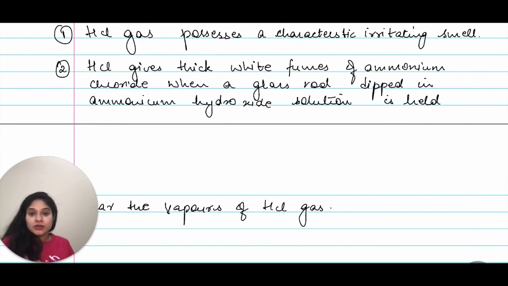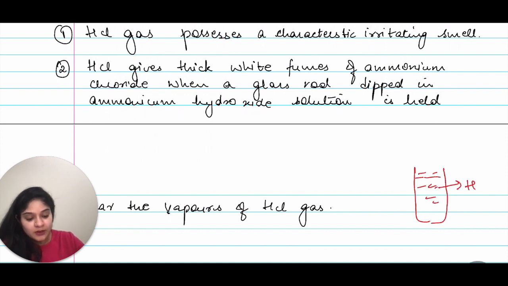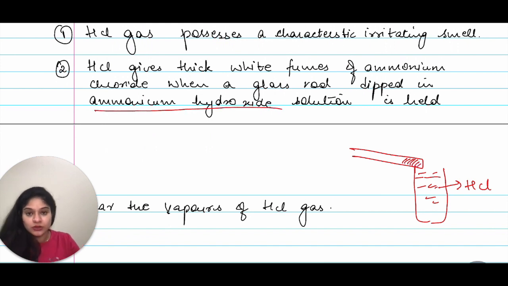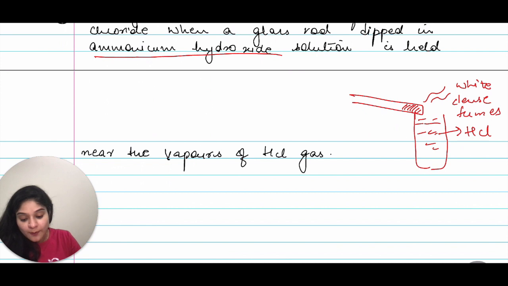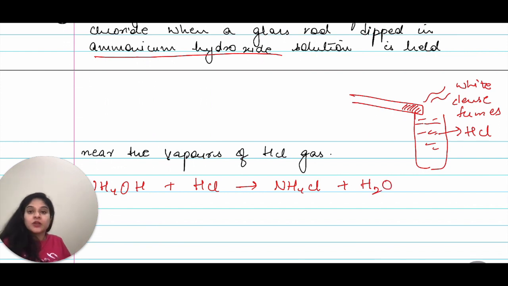So what happens in here is that you have a beaker. In the beaker, let's say you have HCl gas filled. So how do you check if the jar is full of HCl gas? You bring a glass rod near it. This glass rod is dipped in ammonium hydroxide solution and this gives us dense white fumes of ammonium chloride. So let's look at the reaction. Ammonium hydroxide is NH4OH, combining with HCl, which will give me NH4Cl plus water. So this is what you would get, and this is your dense white fumes.